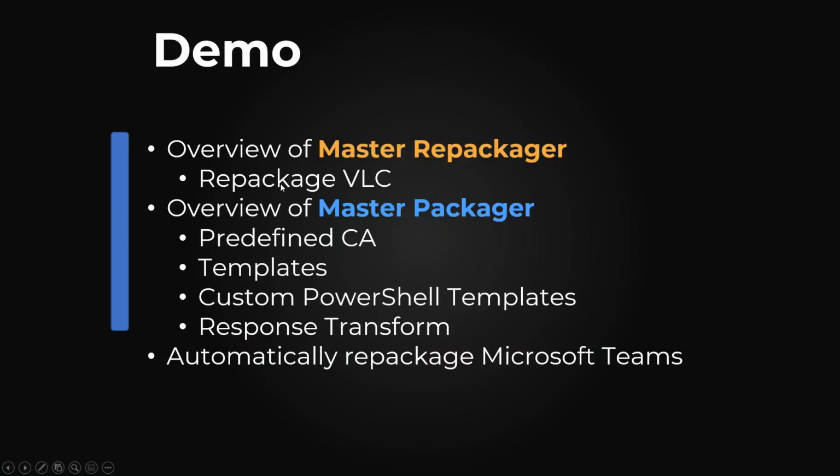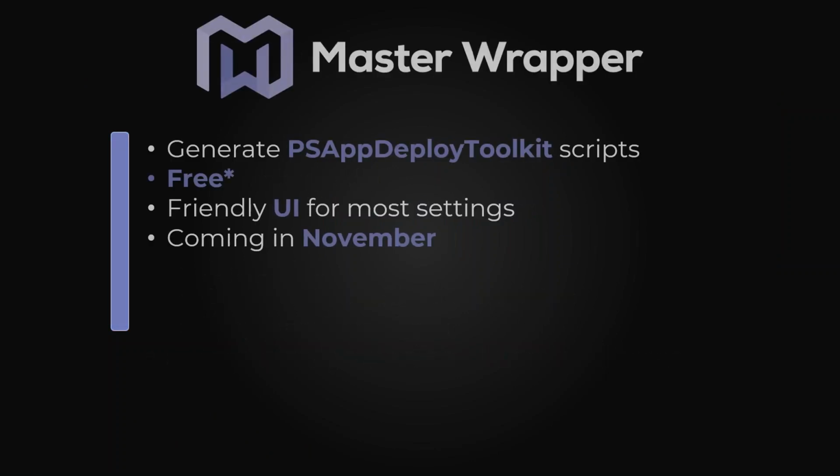Okay, so as I said at the ending, we're gonna have two announcements. The first one is we're gonna have a new tool called Master Wrapper. It will be a free tool that will be able to generate PowerShell deploy toolkit scripts. However, there will be some more advanced features that will be available only in the Pro version. It will have a friendly user interface for most commonly used settings in the toolkit. It will be able to automatically generate command lines when you just drag and drop files onto the app. It will also automatically fill in the apps to close list if an MSI is added to the installation section.